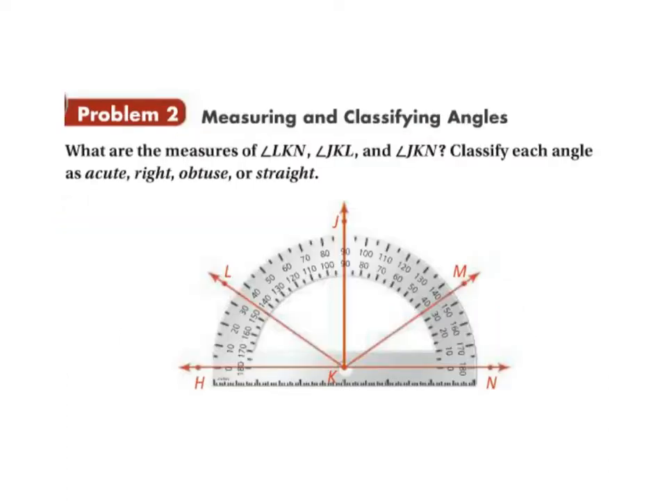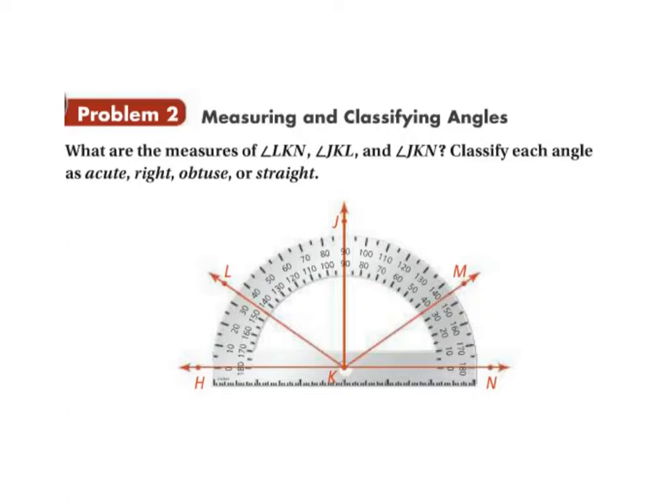Let's practice using a protractor a little bit. You've probably used these before, but kids tend to get mixed up on which numbers you're supposed to be using. So let's look at this problem. It says, what are the measures of angle LKN? Well, they give me a whole bunch. Let's just start with the LKN. L starts here. K is my vertex.